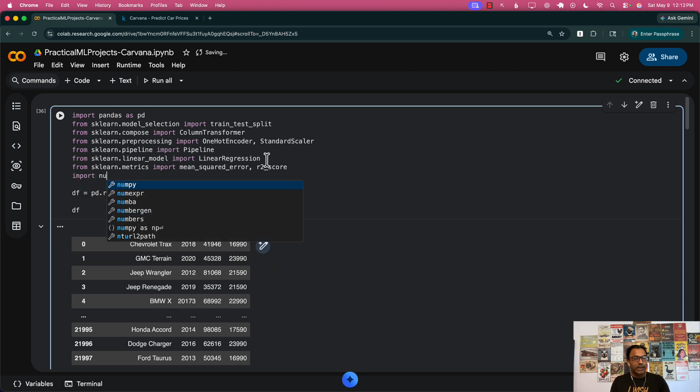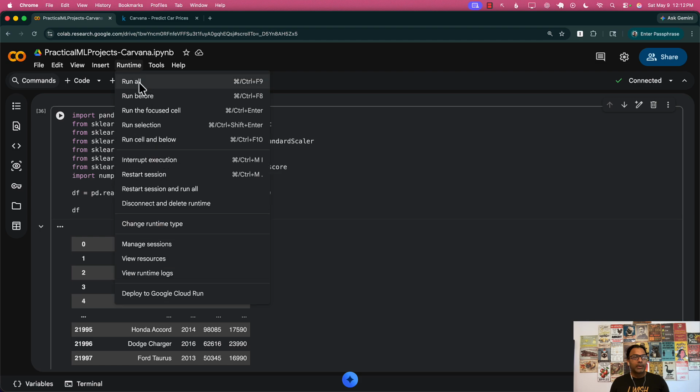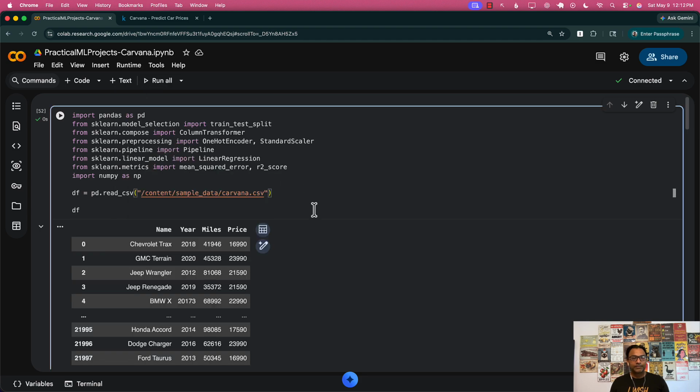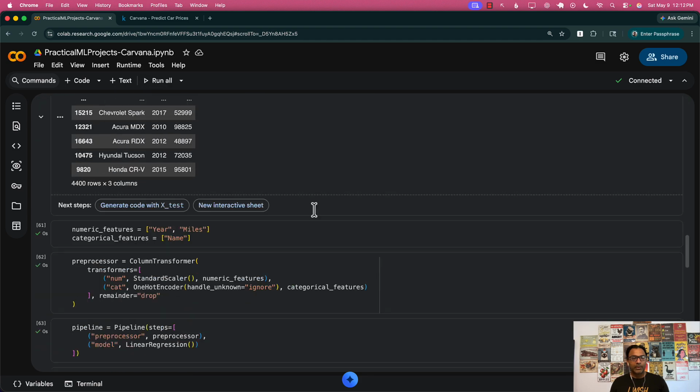Also, we will need NumPy. NumPy is a package that we can use to perform matrix multiplication or any kind of arithmetic calculation. So we're going to import that also. Let's go ahead and run all the cells again. Let's scroll down.